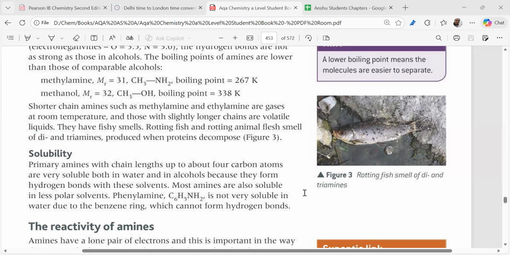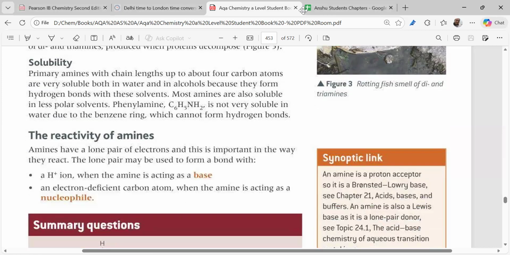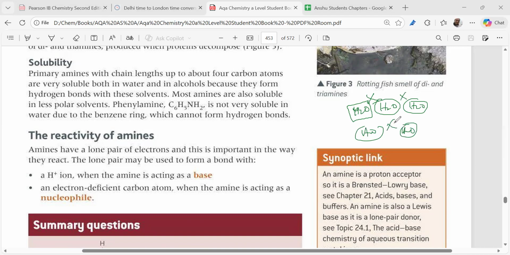Now, solubility of the amines. Solubility will be a different concept, right? Similar to the alcohols. Whenever we are dissolving anything in water, first, the water hydrogen bonding network should be broken by that solute. You note this down, right? The water hydrogen bonding network should be broken. This hydrogen bonding should be broken over here, right? The network should be broken. When the network breaks, what happens?